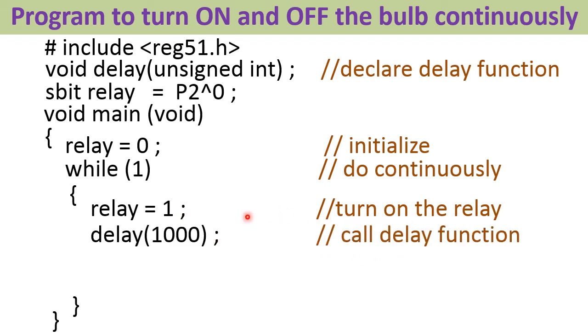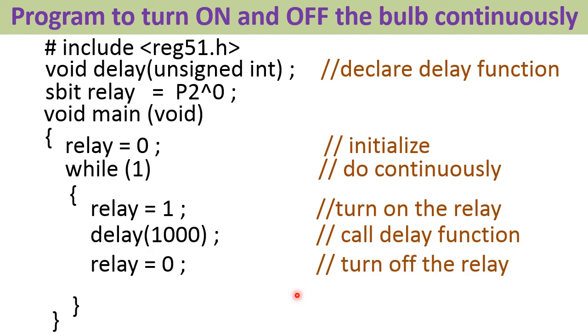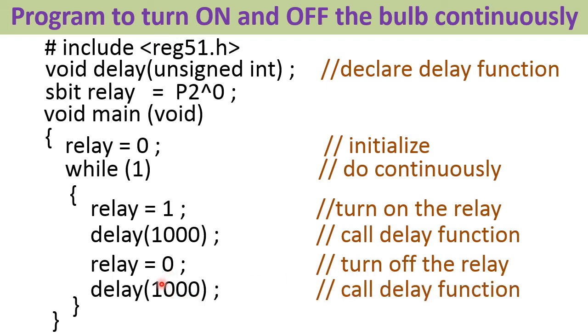This will turn on the relay and hence the bulb gets on. Now call the delay function to wait for some time. From here the program will jump to the delay function and it will remain in that function for a certain interval. When the delay function gets executed completely, the program returns here. Now make relay equal to 0. This will turn off the relay. Hence the bulb becomes off. Again call the same delay function so that the bulb will remain off for the same duration. And this procedure will be repeated continuously.